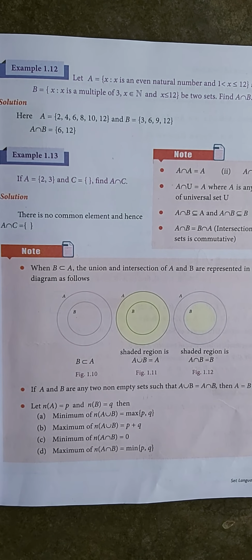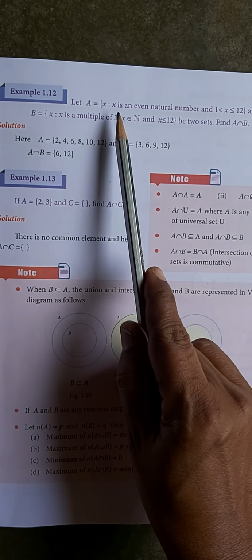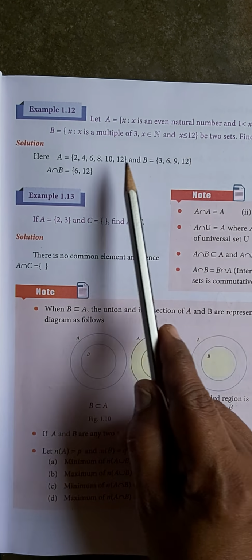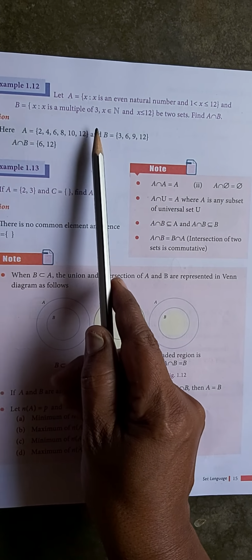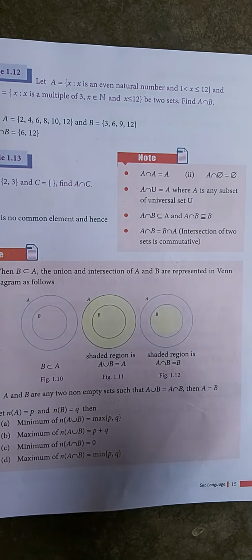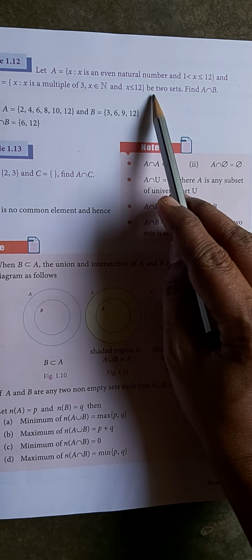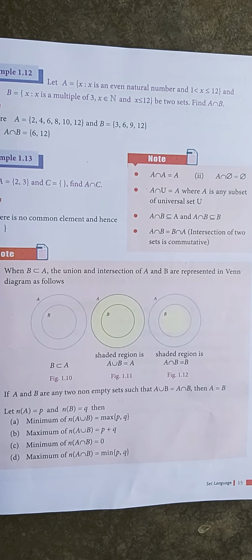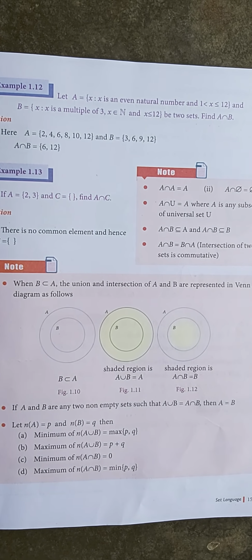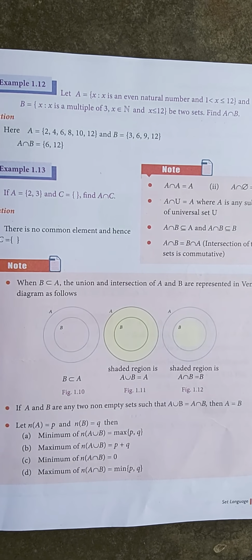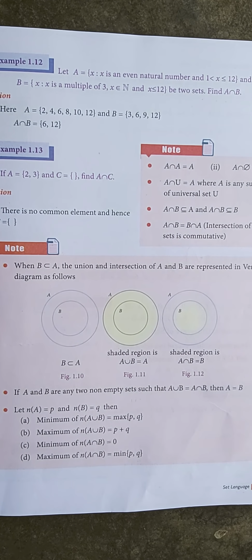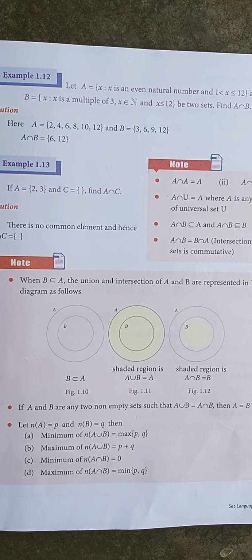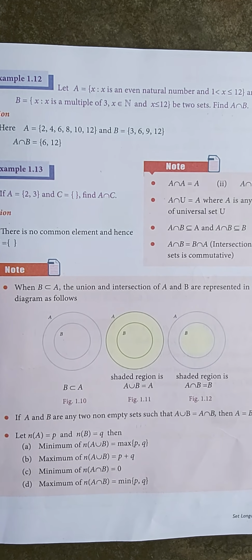Example 1.12. Let A equal to {x such that x is an even natural number and 1 less than x less than or equal to 12} and B equal to {x such that x is a multiple of 3, x belongs to N, and x less than or equal to 12}. Find A intersection B. Here the sets are not given directly, but indirectly, so first find the elements of A and of B. Here x is an even natural number, so even numbers means 2, 4, 6, 8, and so on.